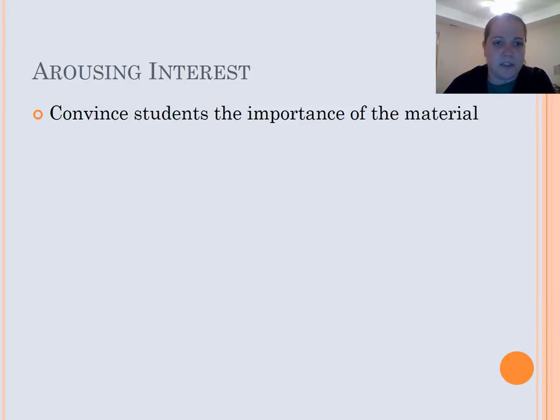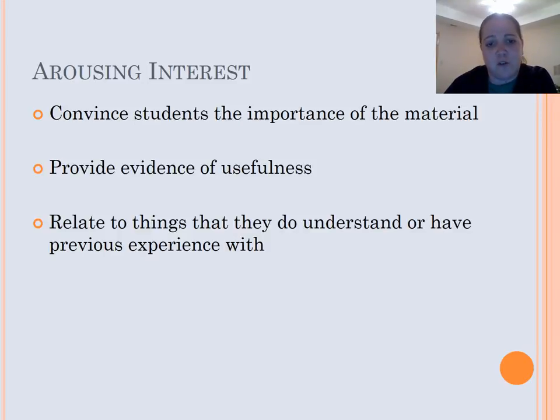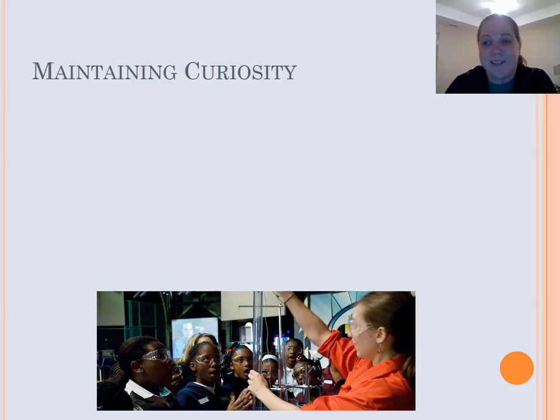Next is arousing interest, and this is a hard one. Here we have to convince students of the importance of the material and provide evidence of usefulness. So what I like to do at the beginning of each physical science chapter is relate the subject that we're about to be talking about to things that they do understand or stuff that they see in their everyday lives that they don't even realize is actually the science that we're going to discuss, okay? And also relate that to previous experiences. So sometimes we'll have a video day, the first day of a new chapter, to just show them some everyday hands-on uses of the science that we're discussing so that they can relate that in their minds and really build off of that.